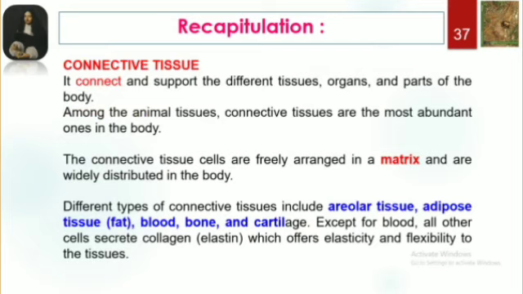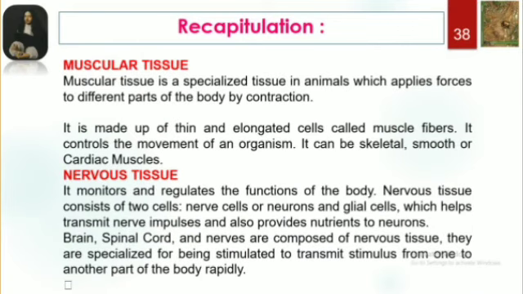Connective tissue, as the name suggests, connects and supports the different tissues, organs, and parts of the body. Among the animal tissues, connective tissues are the most abundant in the body. The connective tissue cells are freely arranged in a matrix and are widely distributed in the body. Different types of connective tissues are areolar tissue, adipose tissue, blood, bone, and cartilage. Except for blood, the cells secrete collagen or elastin, which offers elasticity and flexibility to the tissues.